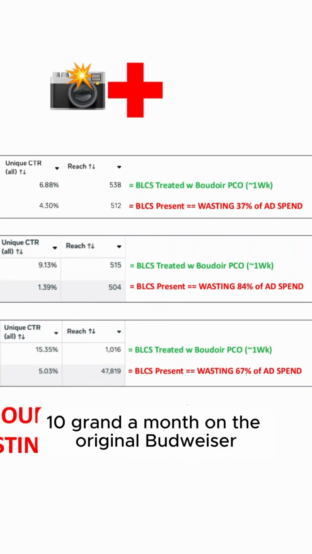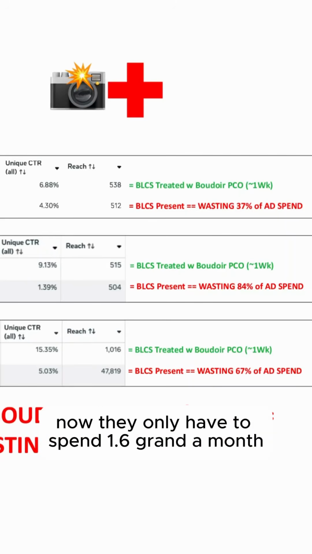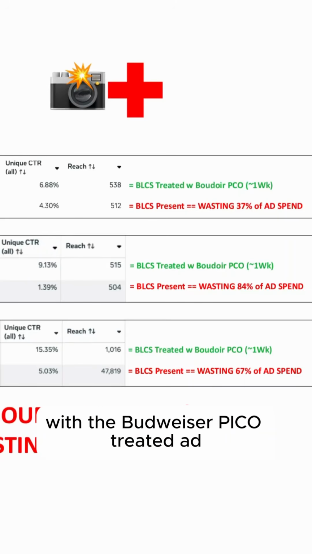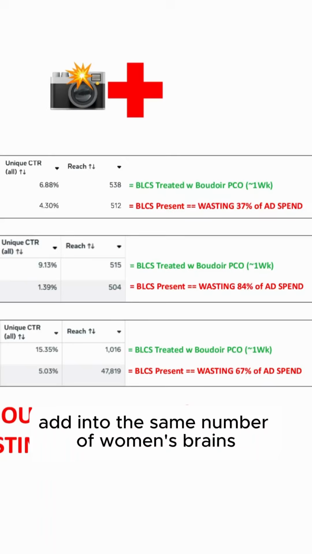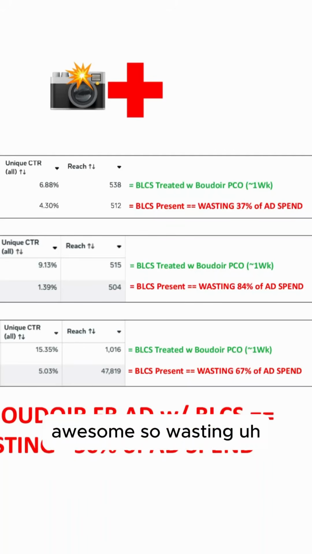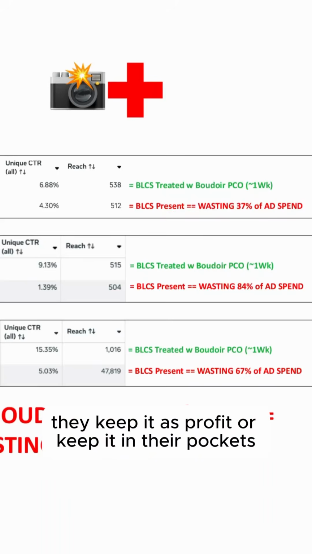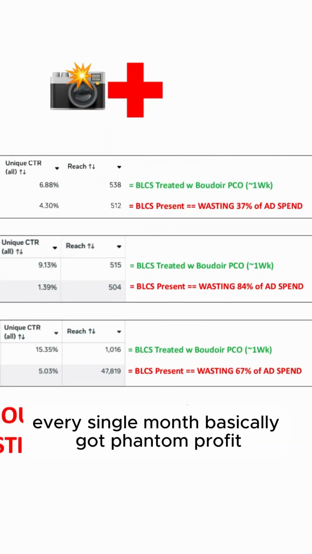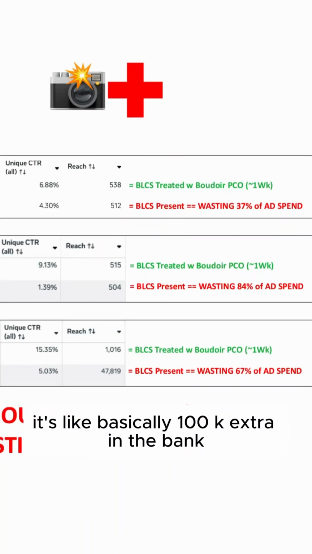So that means if they're paying 10 grand a month on the original Boudoir Facebook ad, now they only have to spend 1.6 grand a month on the Boudoir Pico treated ad to get their ad into the same number of women's brains. Awesome. So that $8,400 a month difference that they no longer have to spend, they keep as profit, in their pockets, every single month. Basically a phantom profit, Boudoir Pico profit, whatever. And at the end of 12 months, it's basically 100K extra in the bank.